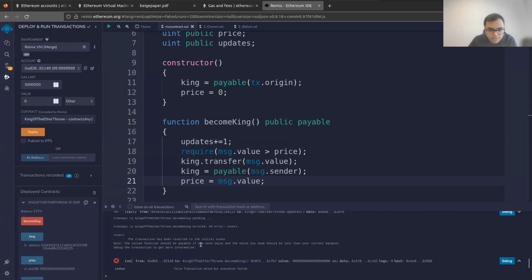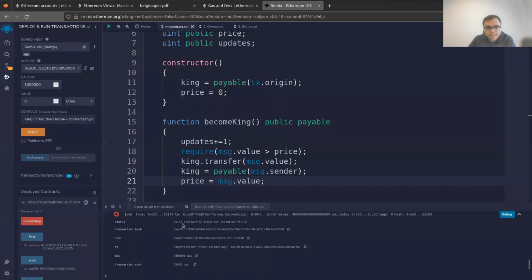So let's look at this log. It says transaction mined, but execution failed. So what does this mean? It means that your transaction was actually picked up by a miner. Of course, again, this is a virtual machine, there is no miner, but this is what would happen in the real world. Your transaction was picked up by a miner and it was added to the blockchain. So everyone on the network actually executed your transaction.